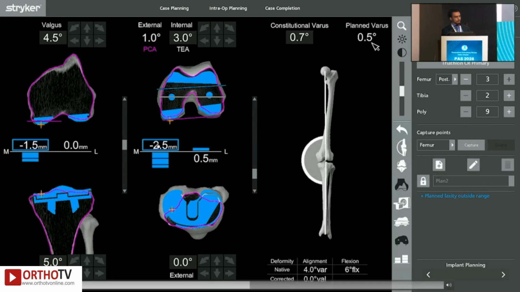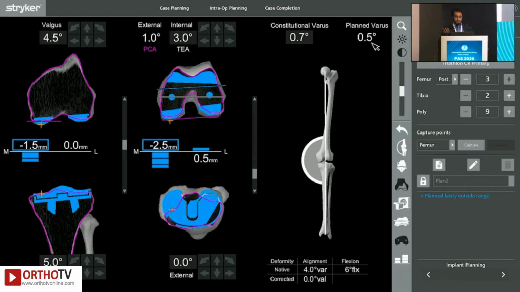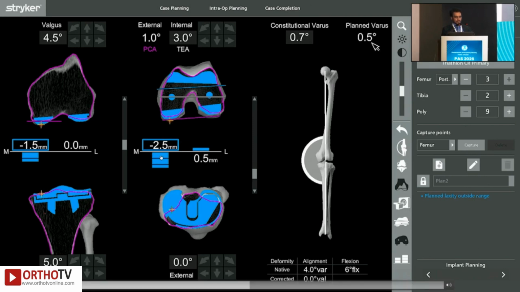And this minus 2.5, you would wonder that I would like to aim somewhere close to minus 1.5 or minus 1. But again, since I know that side is tight, and once the meniscus comes out, it's going to open. My initial constitutional varus is 0.7, my planned value is 0.5. I'm pretty close. Varus of the tibia 0.5 and 4.5 of valgus on the femur, again within the limits. So I think I'm good to go here.